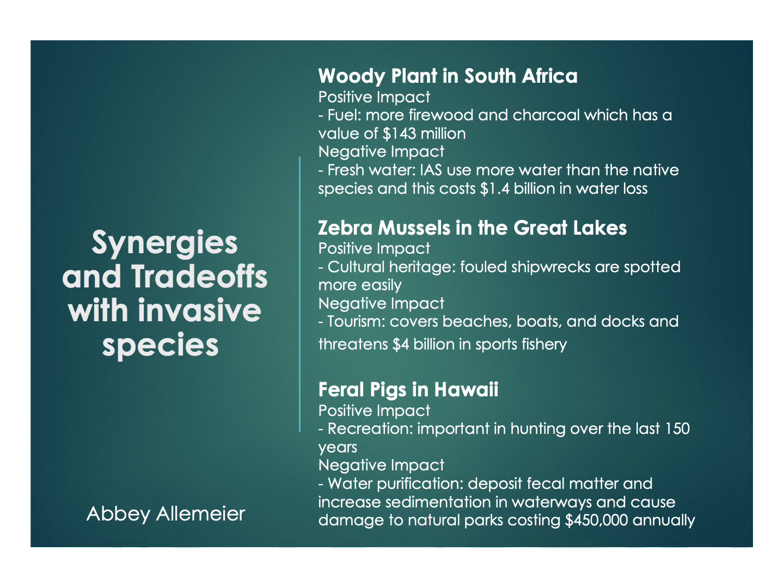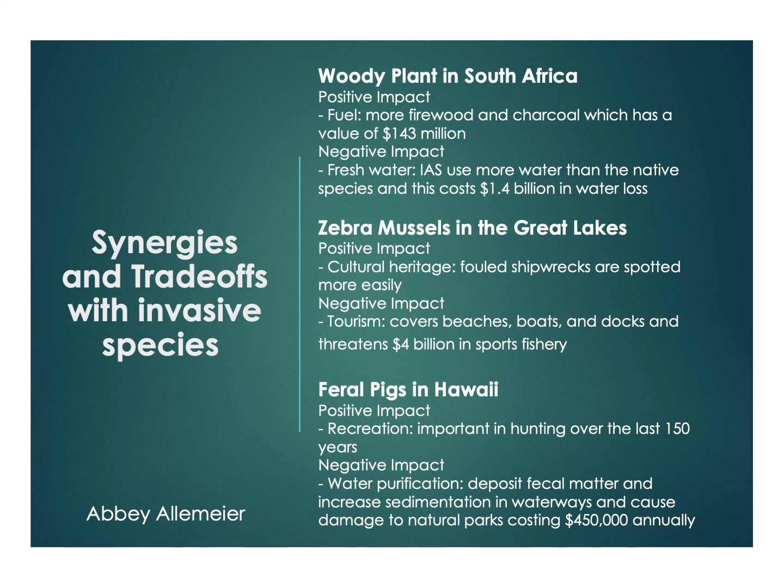The next is zebra mussels in the Great Lakes. The positive impact from the zebra mussels is on cultural heritage because fouled shipwrecks are spotted more easily. And the negative impact would be on tourism because the mussels cover beaches, boats, and docks, and they threaten about $4 billion in sports fishery.